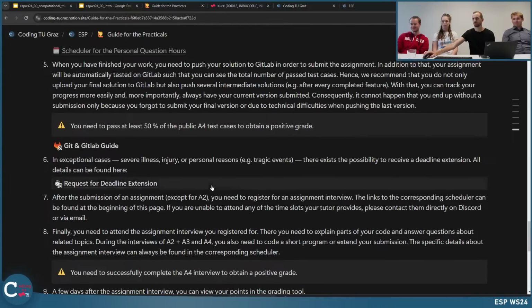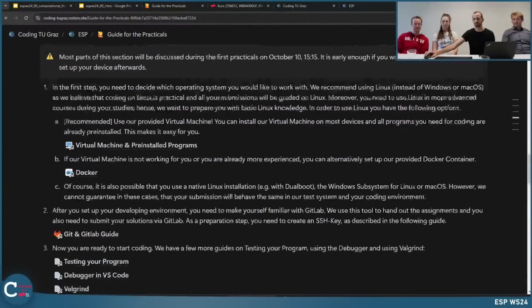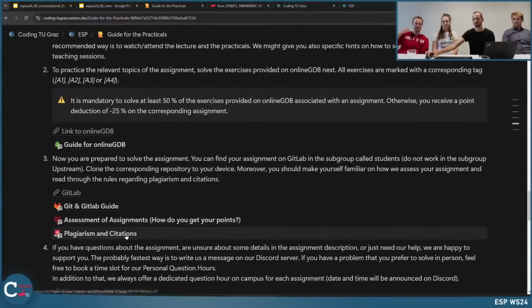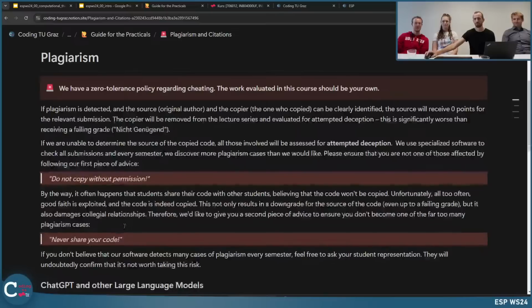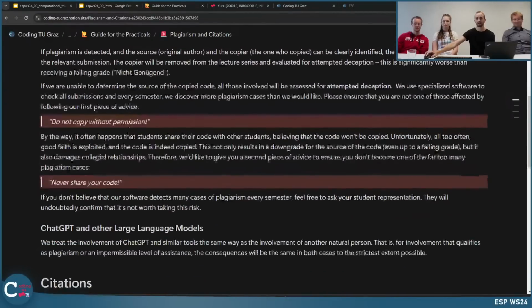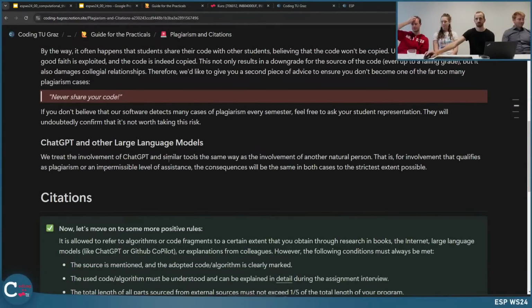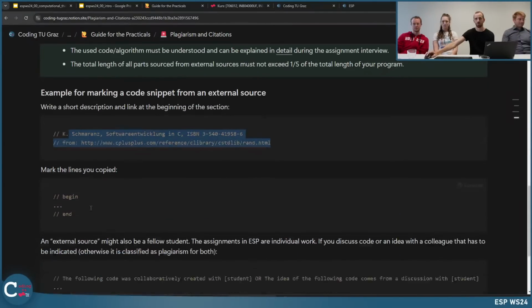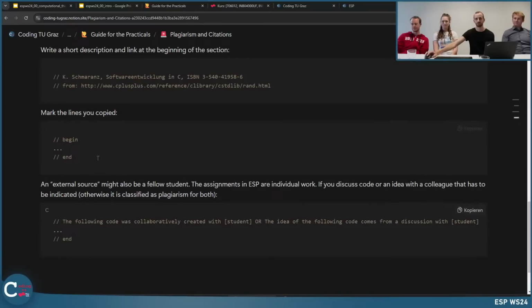Or is it also in the guide here? I think it's also somewhere here. Working on an assignment, one below. One below. Yeah, and then we have here plagiarism and citations. And we have a section where we discuss that, also ChatGPT and other large language models. And here is a solution for how you can do it. In this case, this is a reference for a book, or just copy this where you have a begin and an end section, and then just tell me where it is copied from. Or in this case, this was created with my colleague and the idea comes from this discussion.